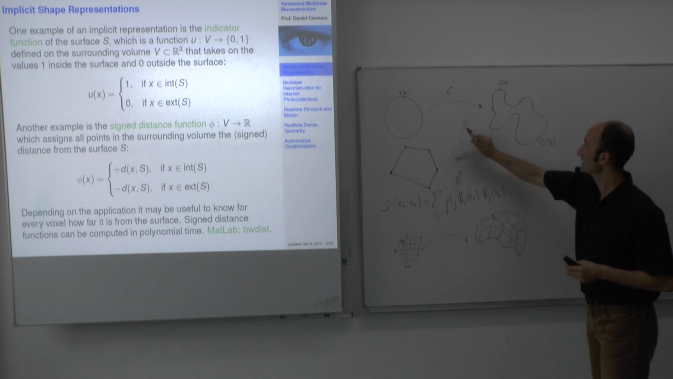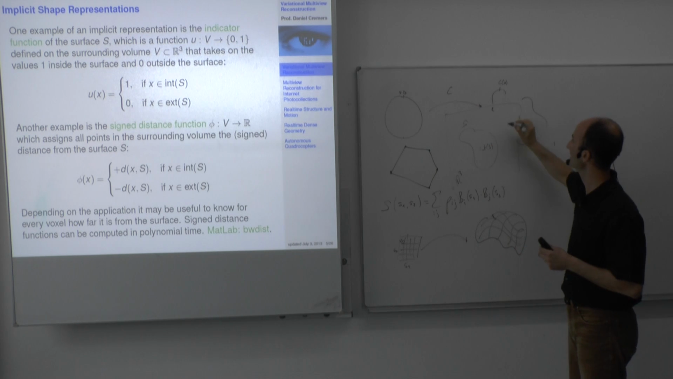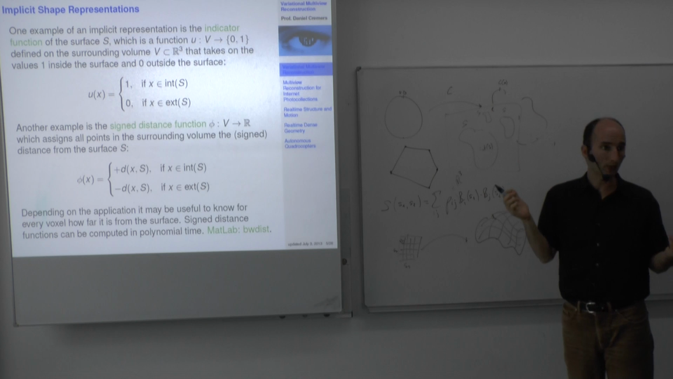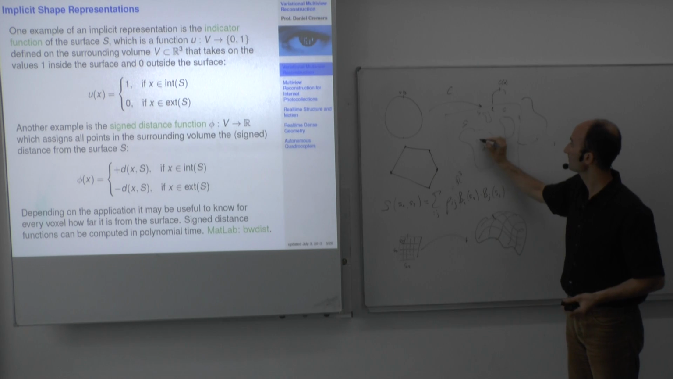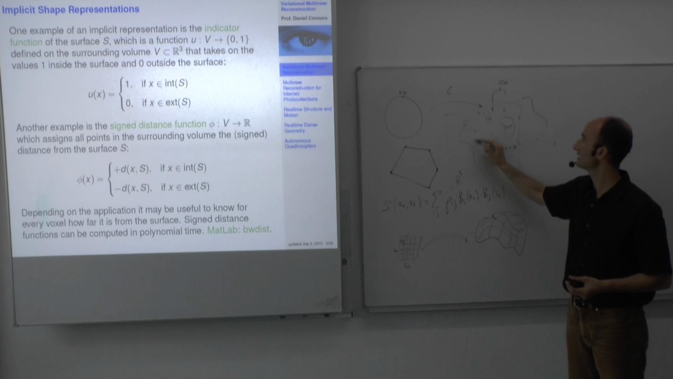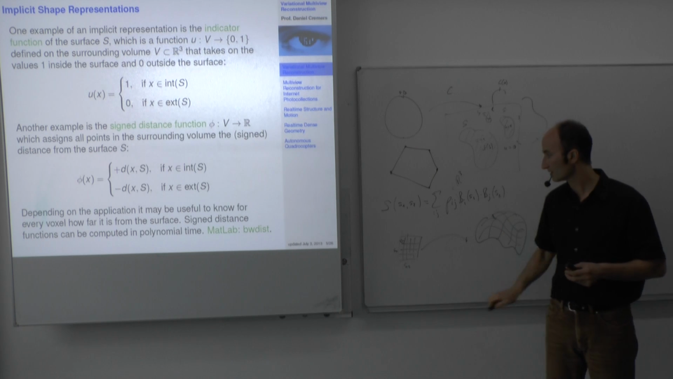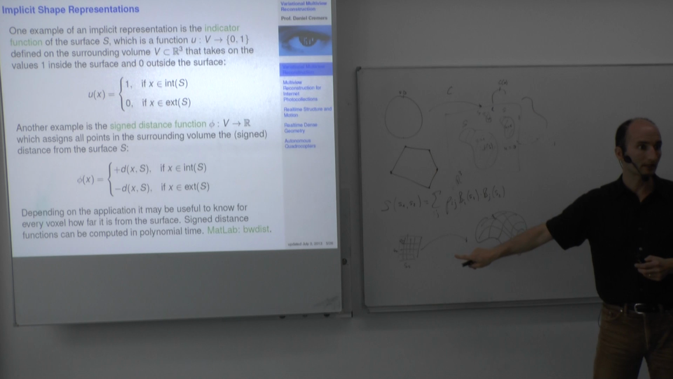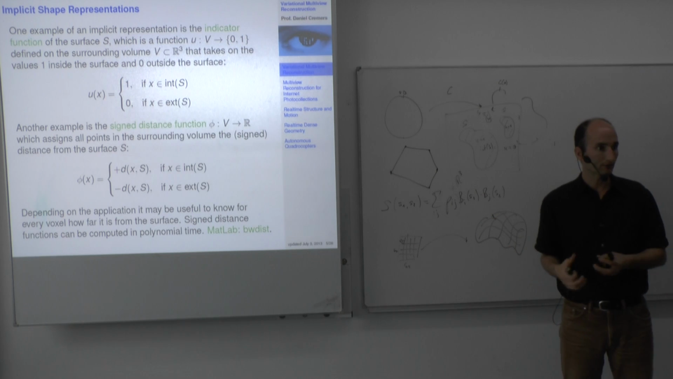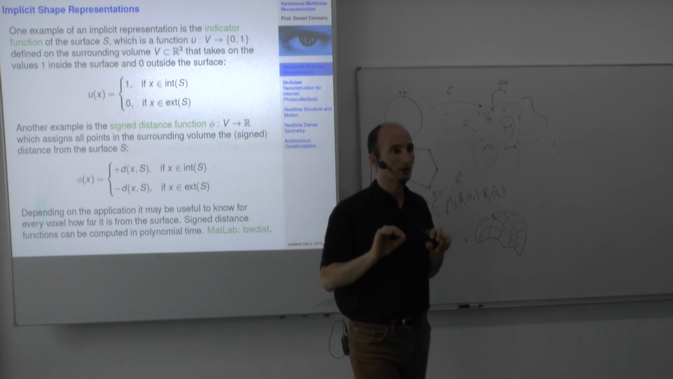For example, if this is my space, I can represent objects that are not simply connected, or not connected at all. For example, if my surface S has multiple components, which may happen, it doesn't matter. Here I have u equals 1, u equals 1, u equals 1, and outside u is 0. So I can represent any number of components with a single binary labeling. And this is very useful. That does not work if you have a parametric representation, because if you want to map multiple objects with a single grid, it's not going to work. You'd have to split the grid first.